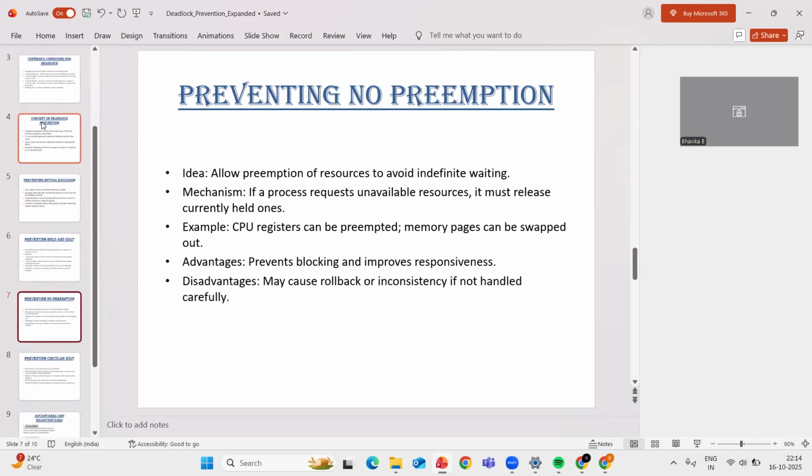Preventing no preemption. In this method, the system is allowed to preempt or take away resources from processes when necessary. For example, if a process requests additional resources that are not available, it can release its current resources, let others use them, and try again later. This method works well for resources that can be saved and restored easily, such as CPU registers or memory pages. However, for input devices or files, preemption is not practical because it can lead to data corruption. Still, allowing preemption in safe cases helps avoid indefinite waiting.